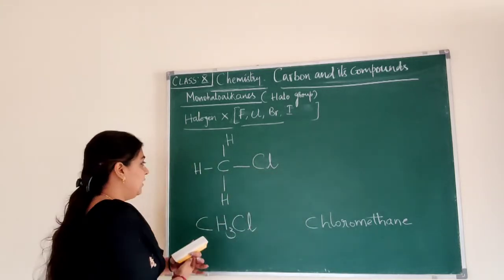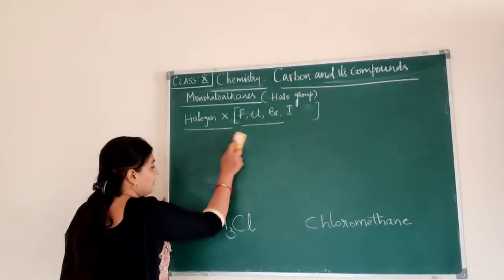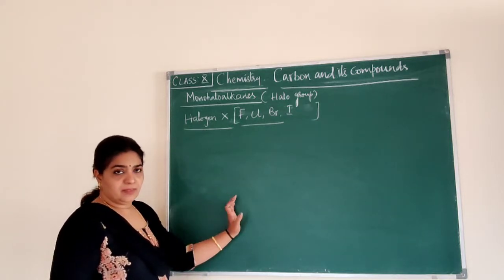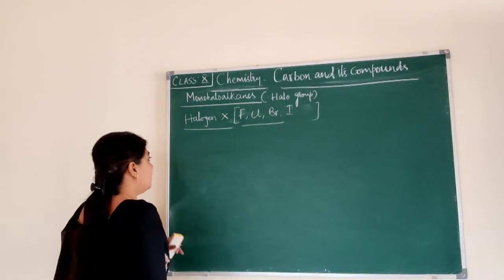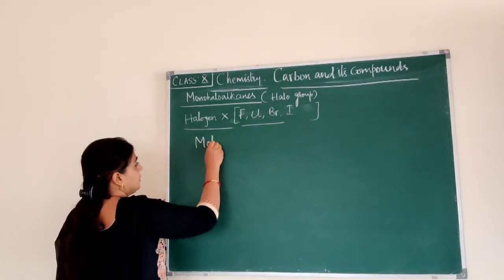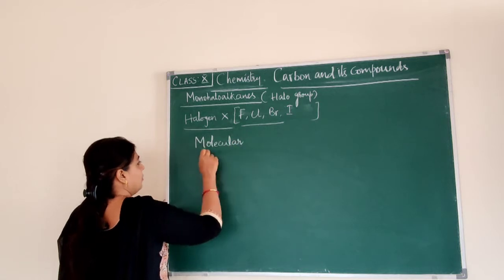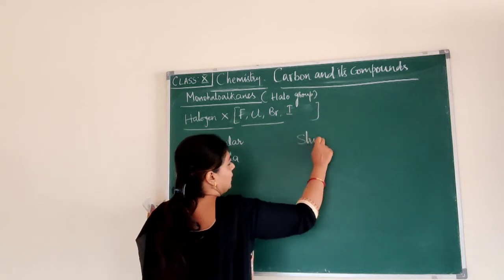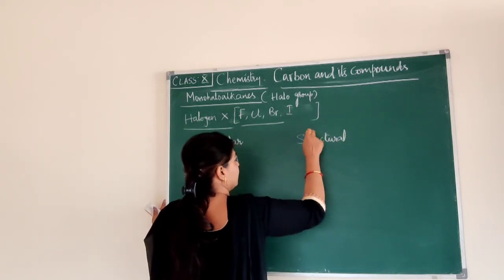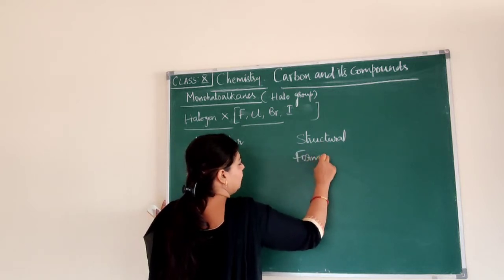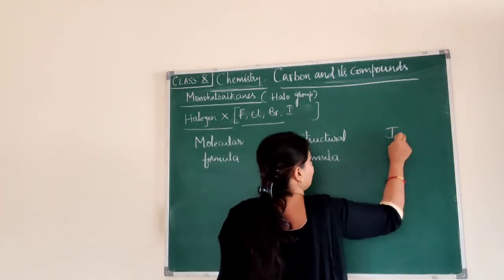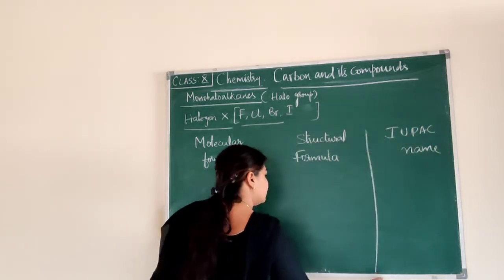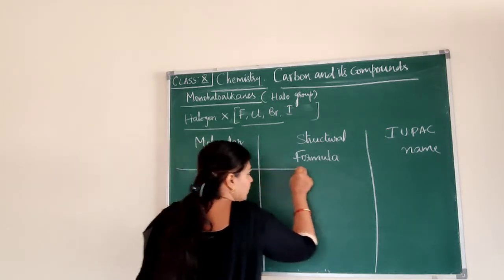So let us write down in the columns. If you are asked to write the molecular formula of chloromethane and its structure, you should know. So let us put the first column, molecular formula, and the structural formula. This is the structural formula, and this is the IUPAC name. This you have to learn.